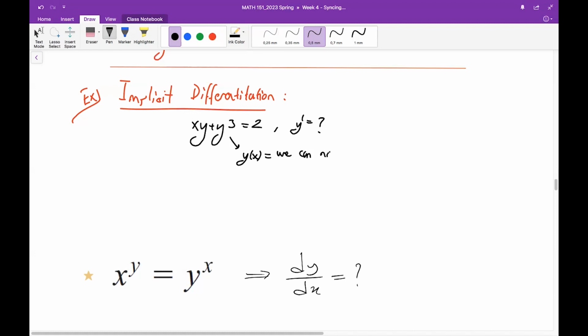So let me write this warning here. We cannot find an explicit expression for y from this equation. We don't know it. It is not possible to find the explicit formula for it. But still, we can find the derivative of it. This is still possible. How? In such situations, if this is the situation to find y prime, we will use implicit differentiation, okay?